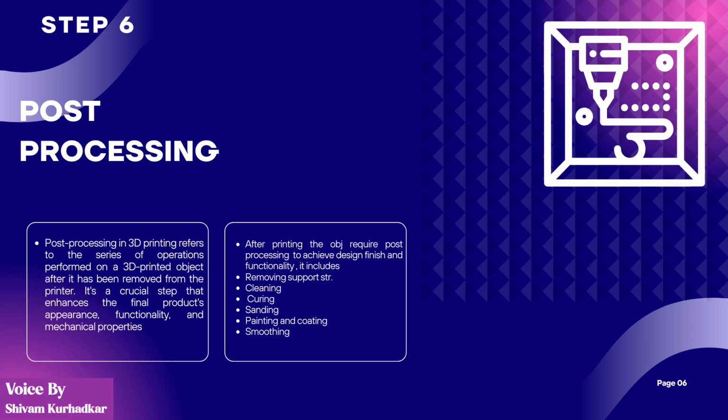Myself Shivam Kuratkar. When a print finishes, it's not ready to use immediately. We need post processing to clean it up, improve its look, and make it stronger. Here are some main steps. Removing the print: we carefully detach the printed object from the build plate using a scraper, making sure we don't damage it. Then, removing supports. Support structures, if any, are clipped or peeled off. This helps the model to take its proper shape.